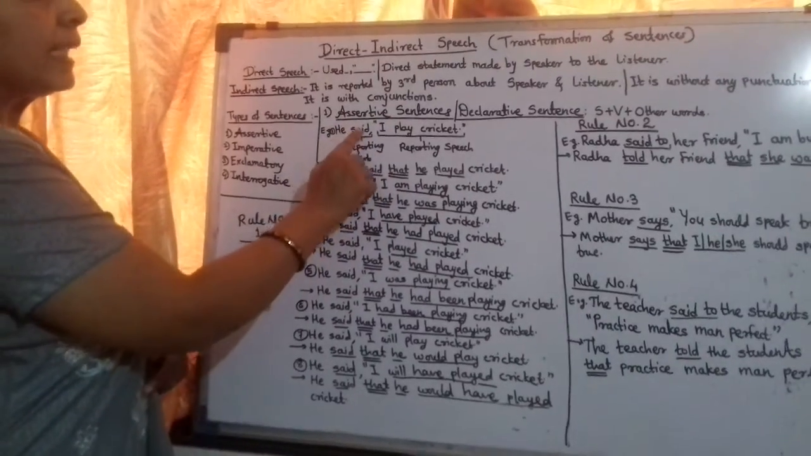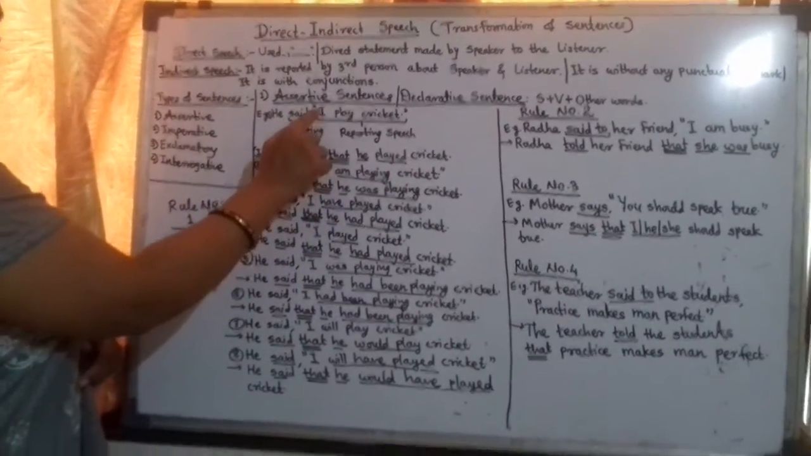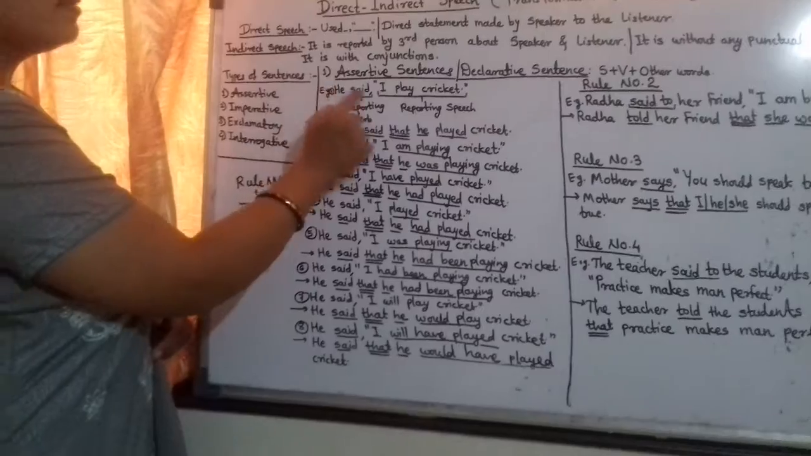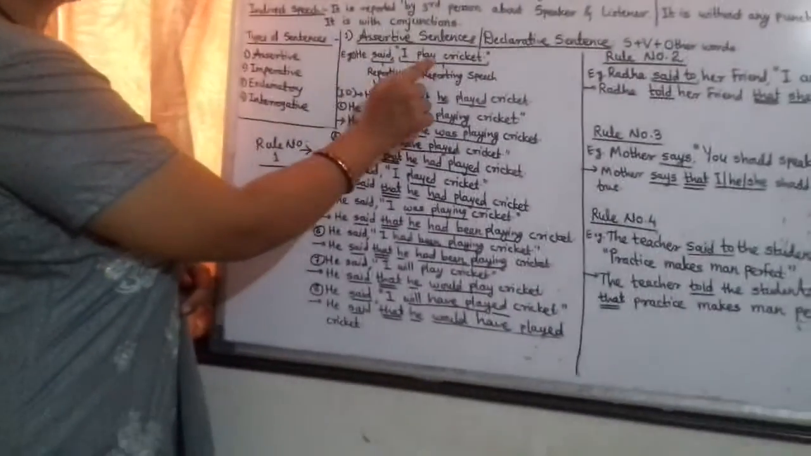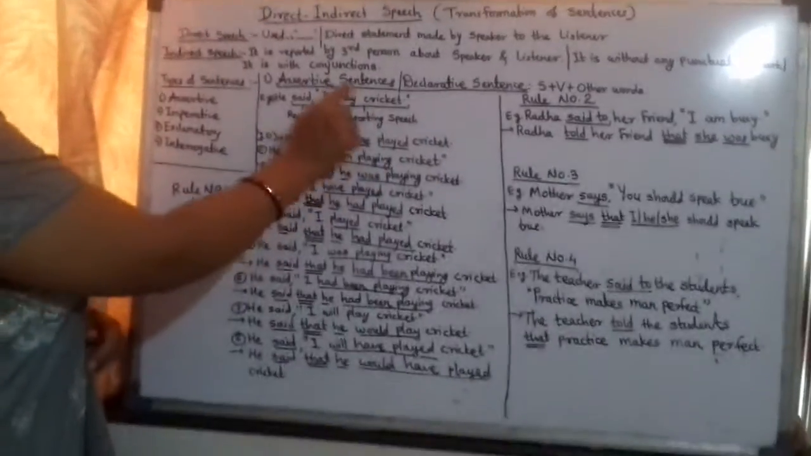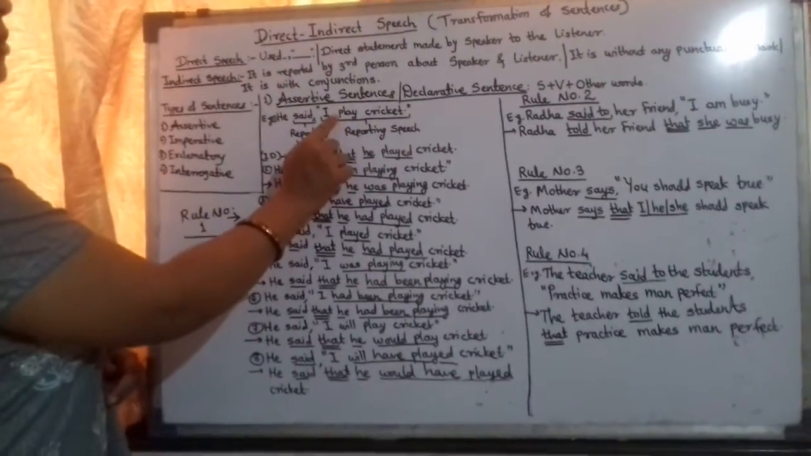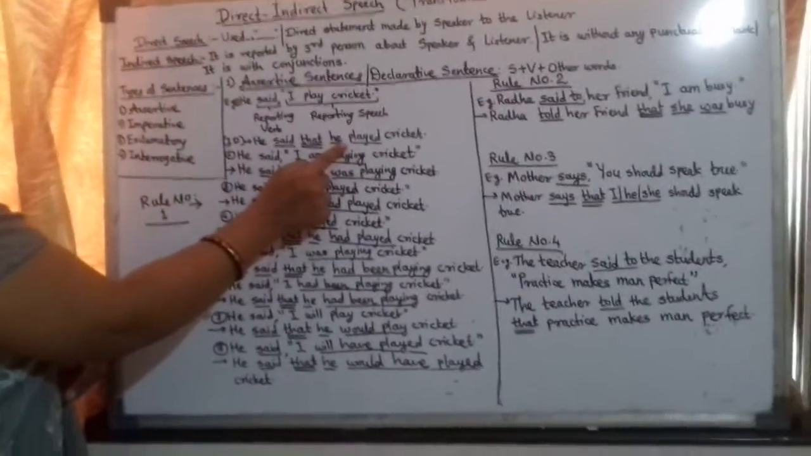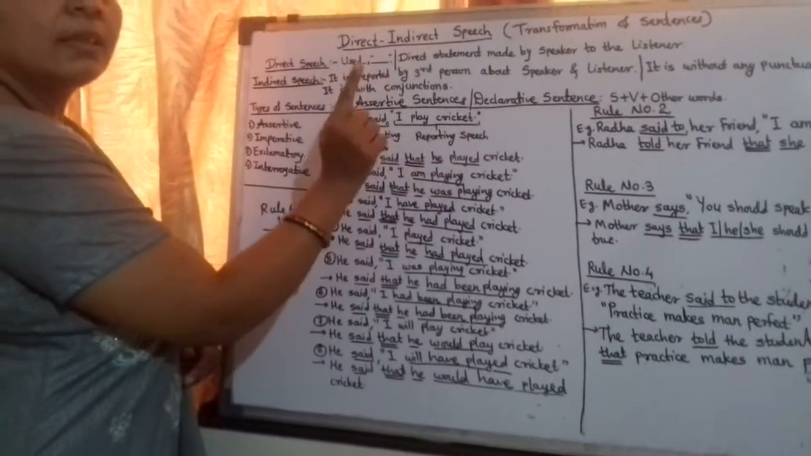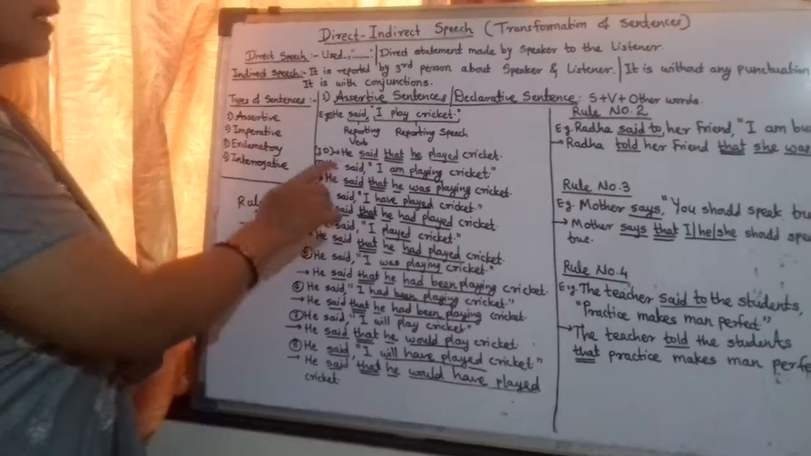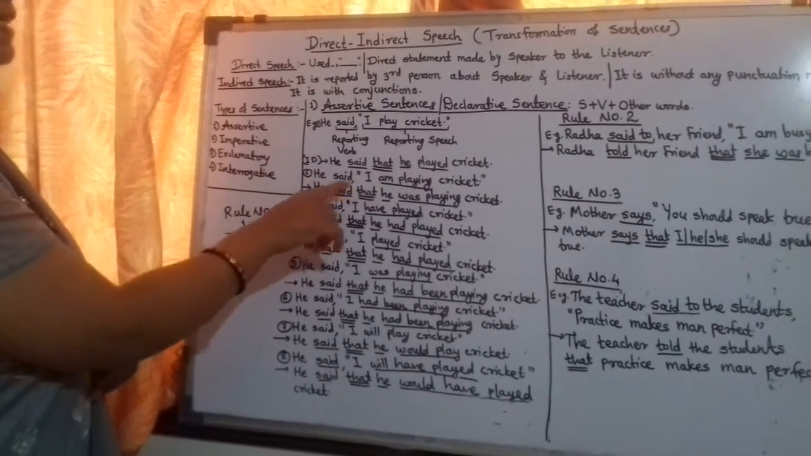For example, he said that I, meaning who? The person. This I belongs to the speaker. So, he played cricket. As the tense here is simple present, while converting it into indirect speech, it will change into simple past tense. Like that, we will think about the second sentence.